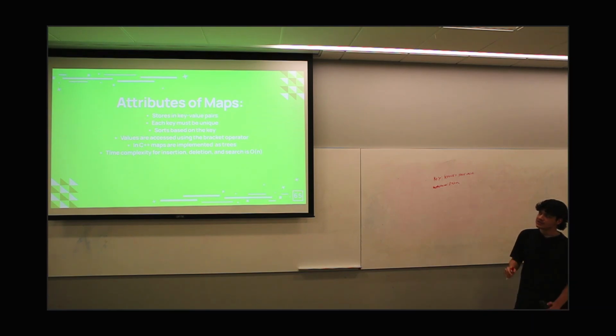You access your values by using the bracket operator. I will go more in depth on that in the next slide. And in C++, maps are usually implemented as trees rather than arrays. And the time complexity for all operations should be O(log n). That's a typo, but we can move on.